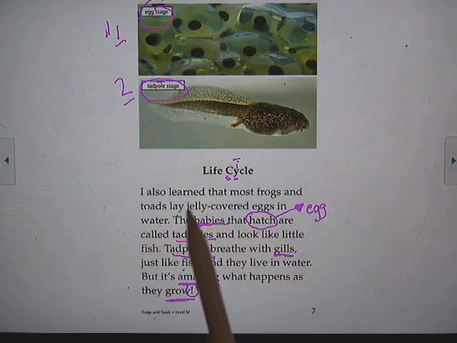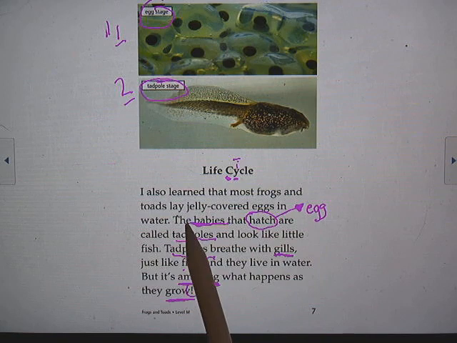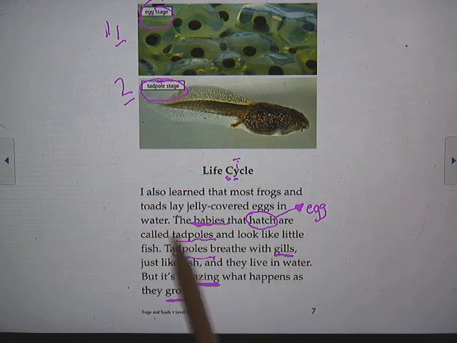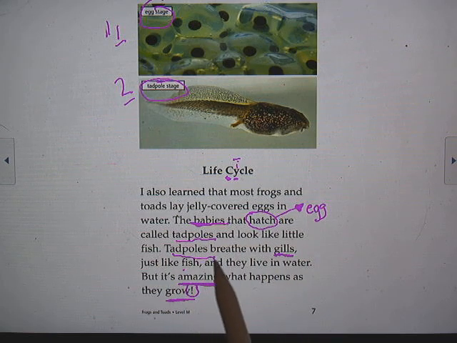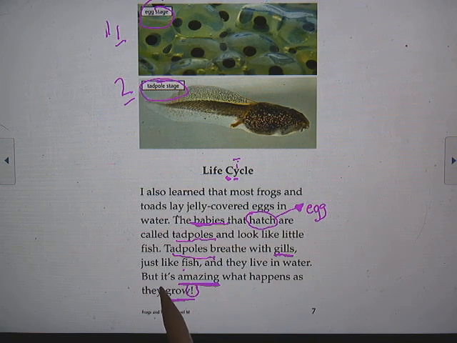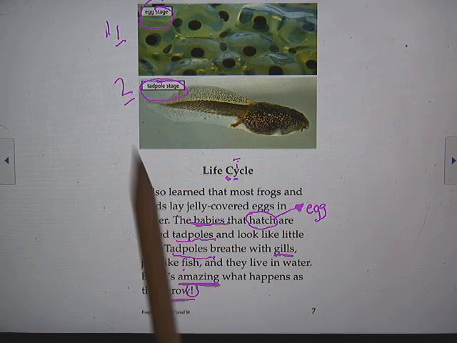Life cycle. I also learned that most frogs and toads lay jelly-covered eggs in water. The babies that hatch are called tadpoles and look like little fish. Tadpoles breathe with gills just like fish, and they live in water. But it's amazing what happens as they grow.